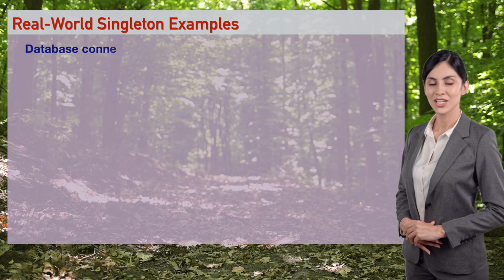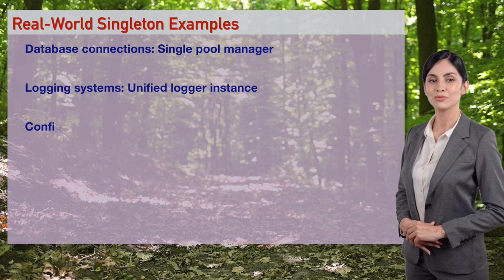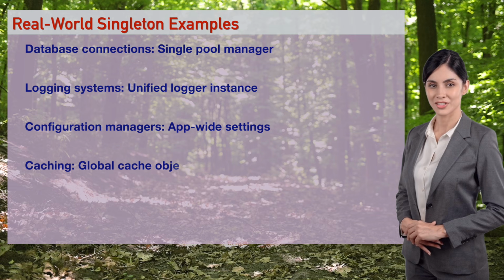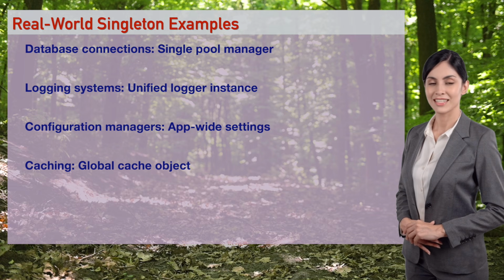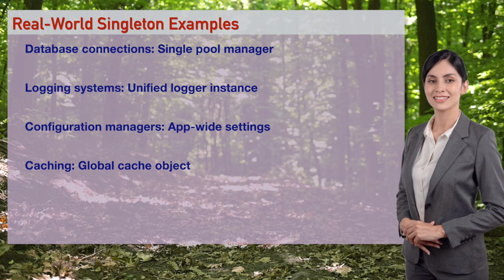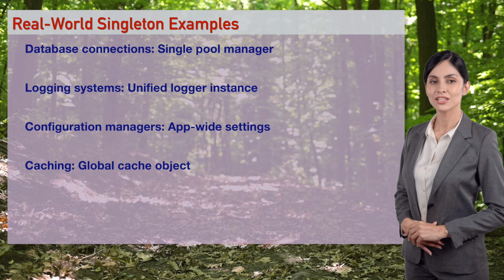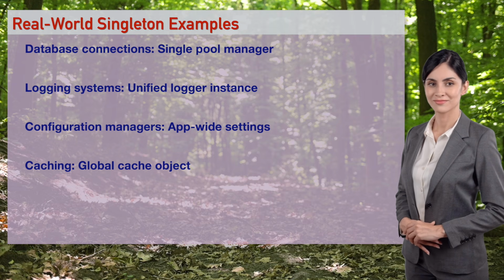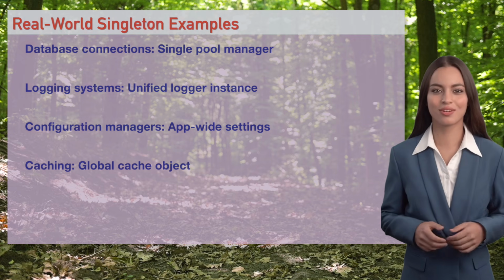Real-world examples. Use Singleton for a database connection pool manager to avoid multiple connections. In logging systems, a single logger instance ensures consistent output. For configuration, a global settings object. Also, for app-wide caching. Practical in resource-heavy scenarios.